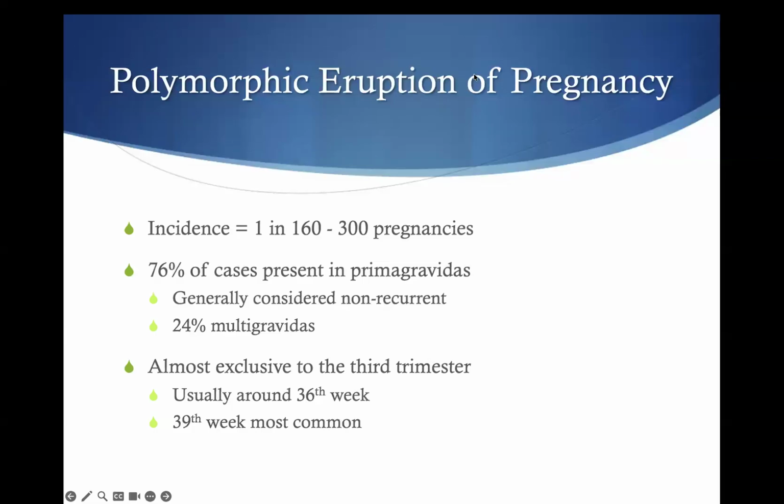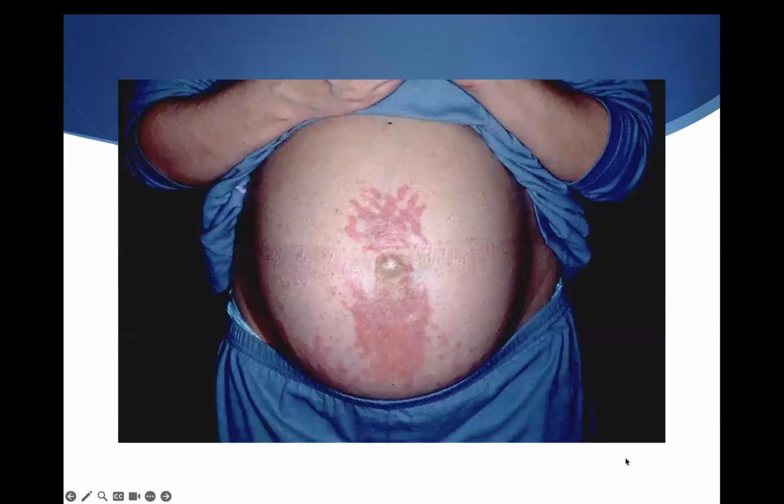This one is almost exclusive to the third trimester. So just the timing of the onset of this rash can really help make the diagnosis. Usually around week 36, give or take a few weeks, is when it shows up. The most common week of all is the week right before the due date, week 39. So again, this peri-umbilical distribution. And then the other thing you're going to notice here is very often it will have this linear configuration, seeming to follow body lines.